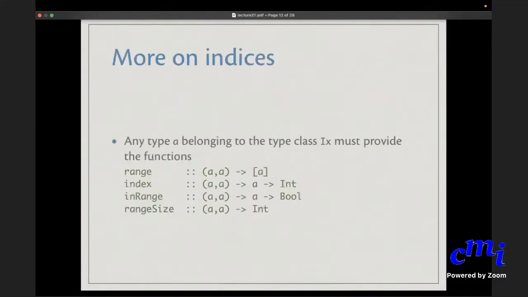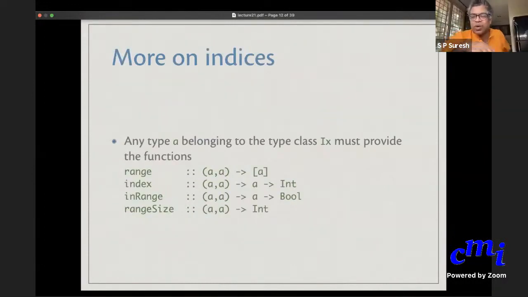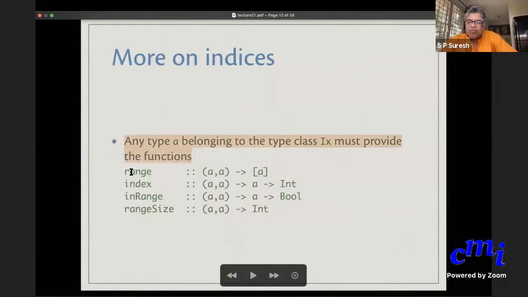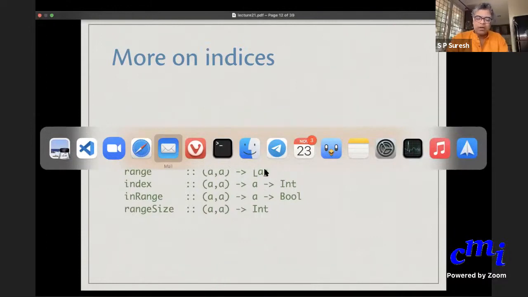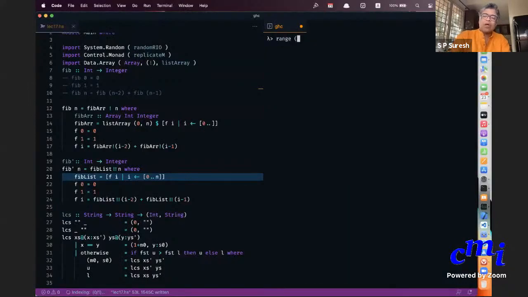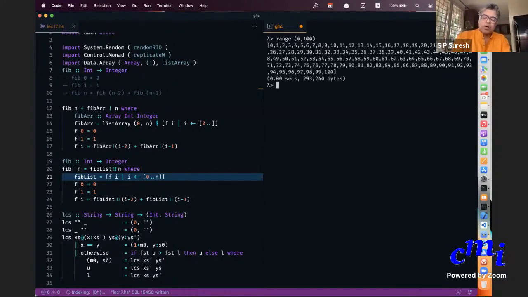Let us give you some general purpose functions on indices. Any type A belonging to the type class Ix must provide the following functions. Firstly, it will provide a function called range. If you give a lower bound and upper bound, it will give you all the elements that lie between them. So for instance, if I say range of 0, 100, it will give me a list of all elements between 0 and 100. If I say range of M, Z, it will give me all characters between M and Z.